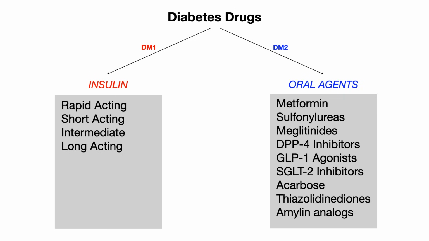And then we'll transition into the major topic of today's video, which are all the different oral antihyperglycemics. Just as an overview, we'll be talking about things like rapid-acting insulin, short-acting insulin, intermediate-acting insulin, and long-acting insulin. And then when we get into, again, the main portion of today's video, we'll be talking about all the oral agents, which include metformin, sulfonylureas, meglitinides, DPP4 inhibitors, GLP-1 agonists, SGLT2 inhibitors, acarbose, thiazolidinediones, and amylin analogs. So, that's a mouthful.